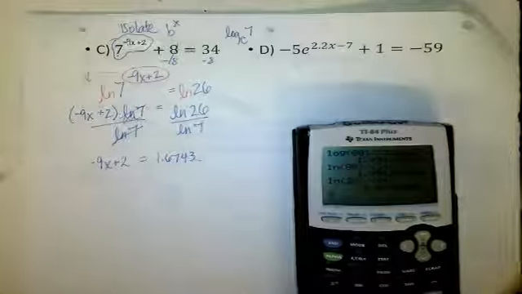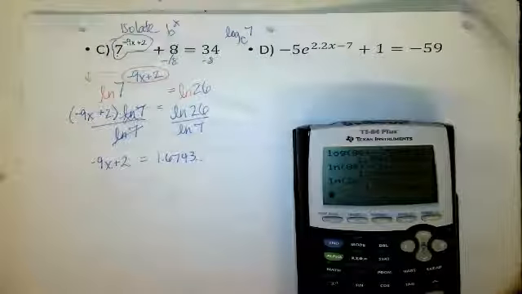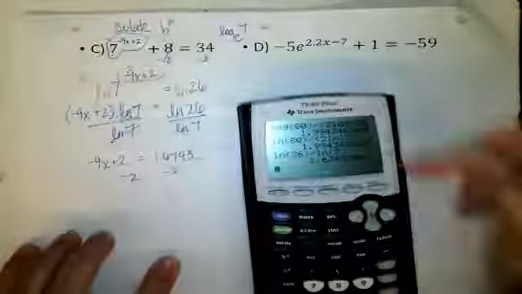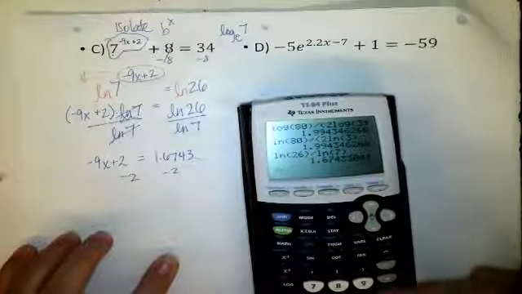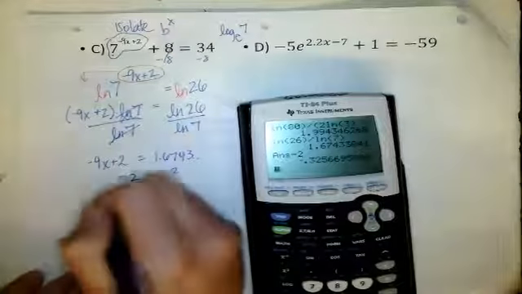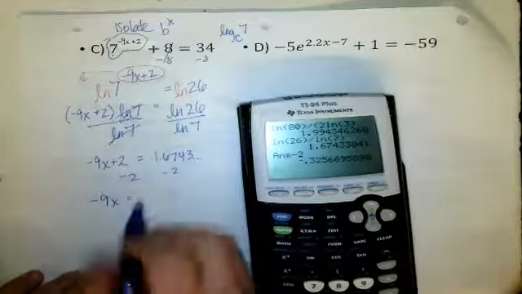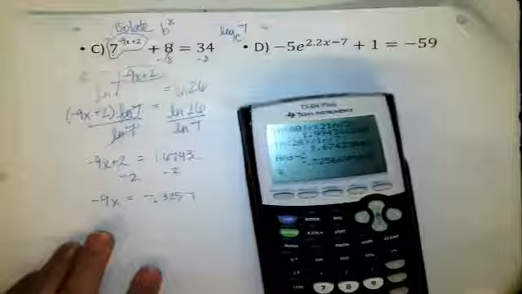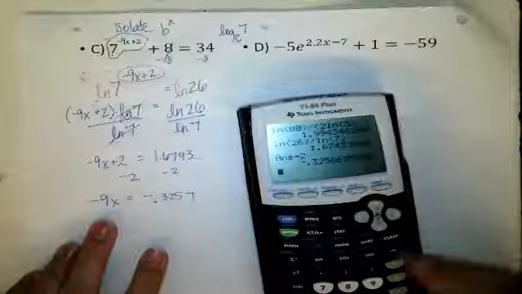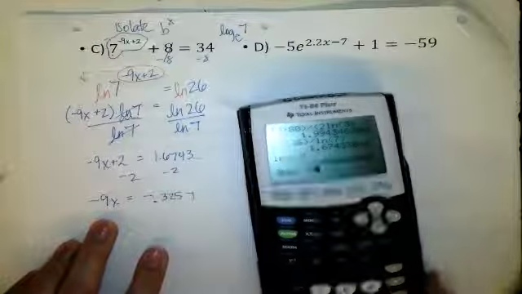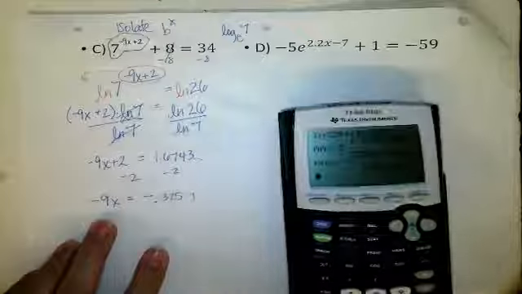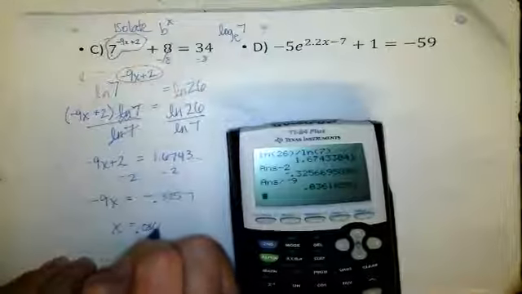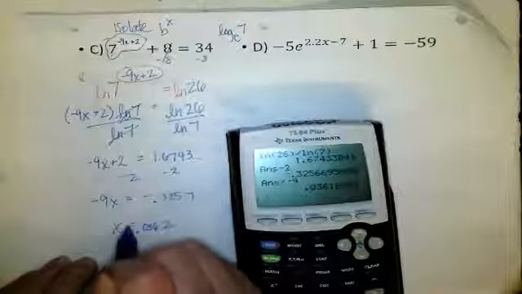All right. Now, how do you solve for x? Oh, you subtract 2. So what I'm going to do is just keep this running in my calculator. I'm just going to type in minus 2, and I get some crazy decimal. Negative 9x equals negative 0.3257. And then do what? Divide by negative 9. So again, you can just keep the total running in your calculator. So I get x equals 0.0362 approximately.